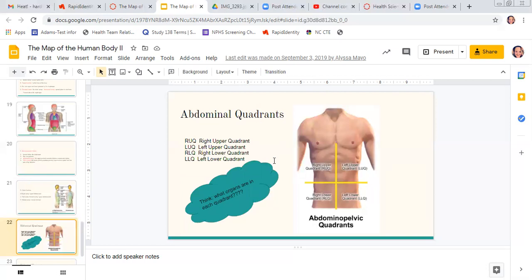But think about it, guys, and be really careful when you're using quadrants to describe something, because your person is in anatomical position. If I'm looking at my patient from my screen, these are opposite than what I have, okay? So make sure you take your time.